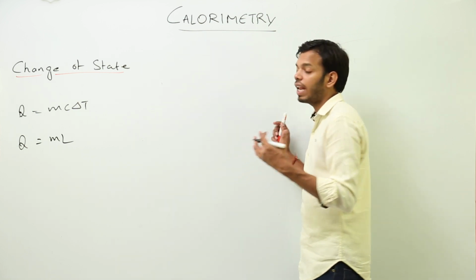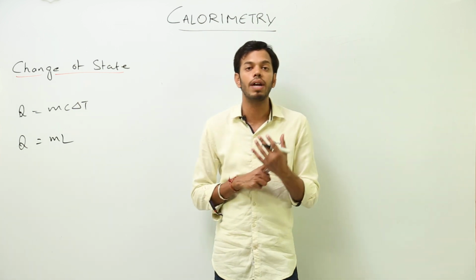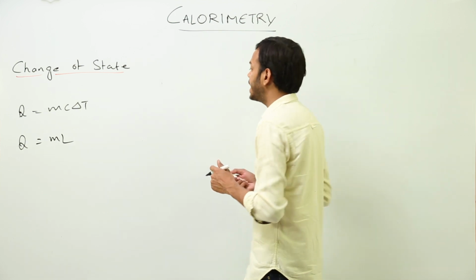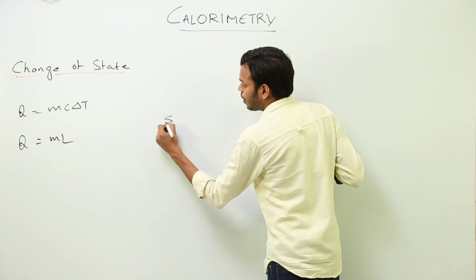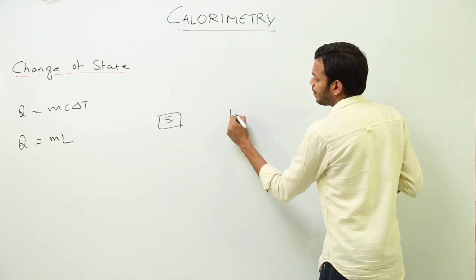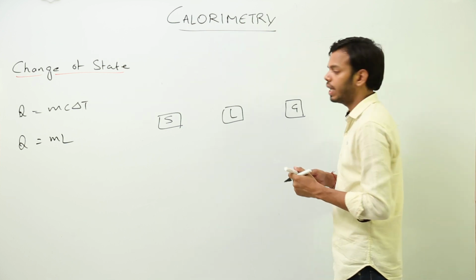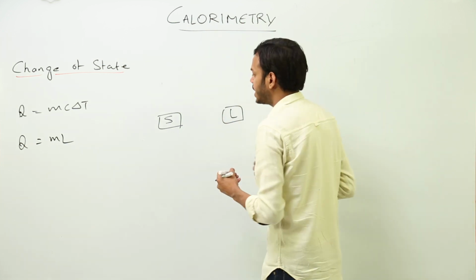Now latent heat will have different names. For example, latent heat of melting, latent heat of vaporization, latent heat of condensation, because of various states available. So let's talk about three common states: solid, liquid and gas. These are three states of matter. Let's name the different types of latent heats involved.